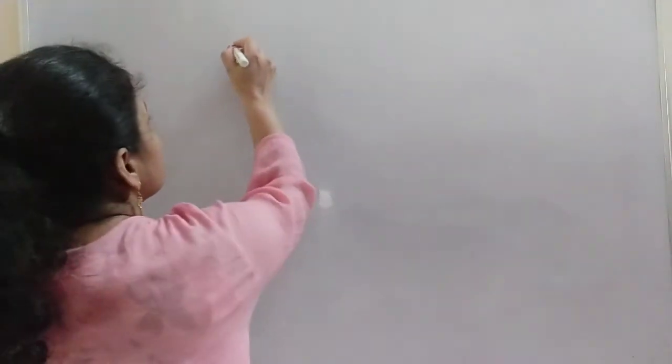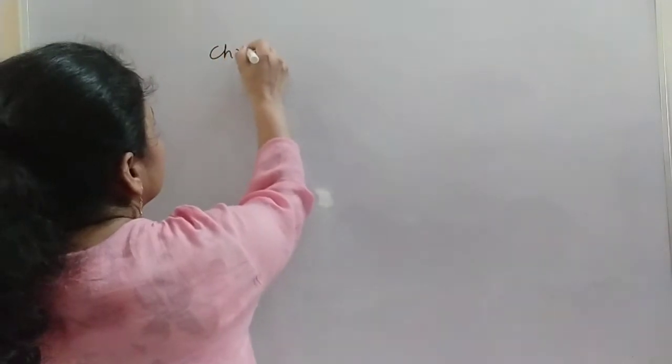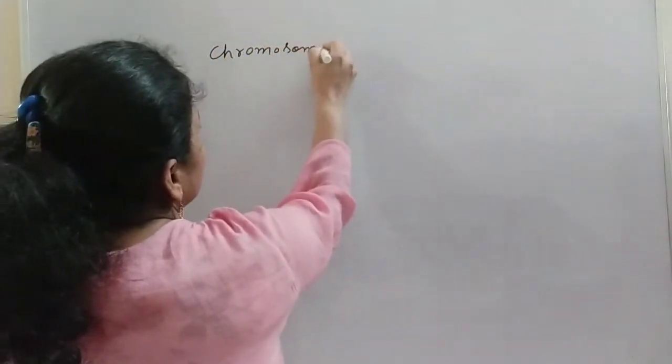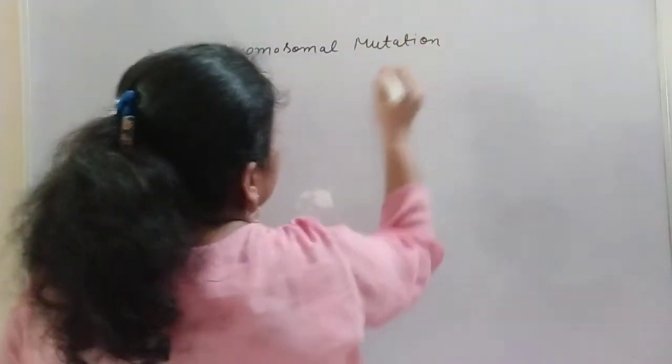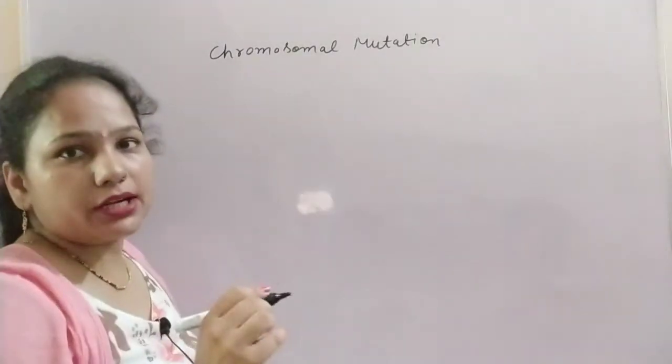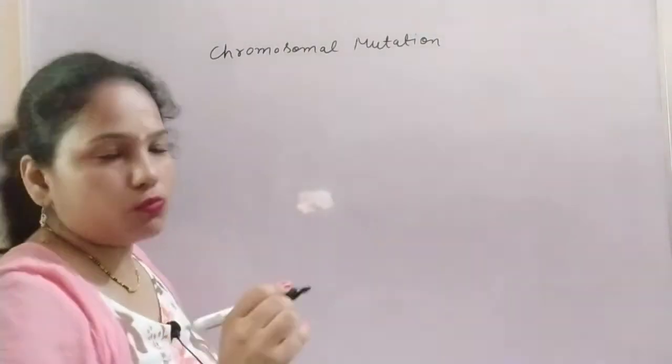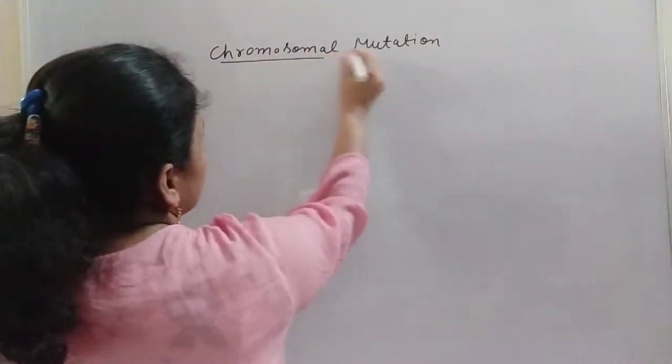Today we will discuss the topic mutation and the types of mutation in chromosomes and also in the genes, because genes are present in the chromosome. So firstly, the chromosomal mutation we will discuss. Chromosomal mutation. It is very clear from the name that if mutation takes place in chromosome, then it is known as chromosomal mutation.